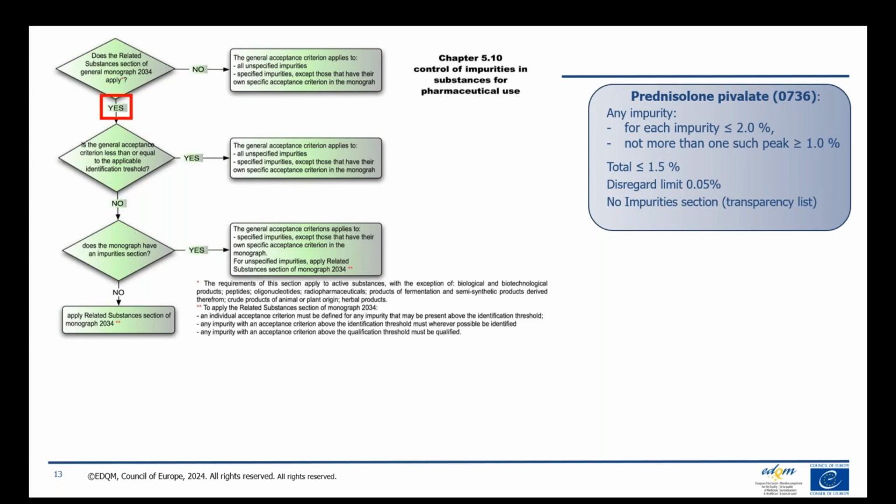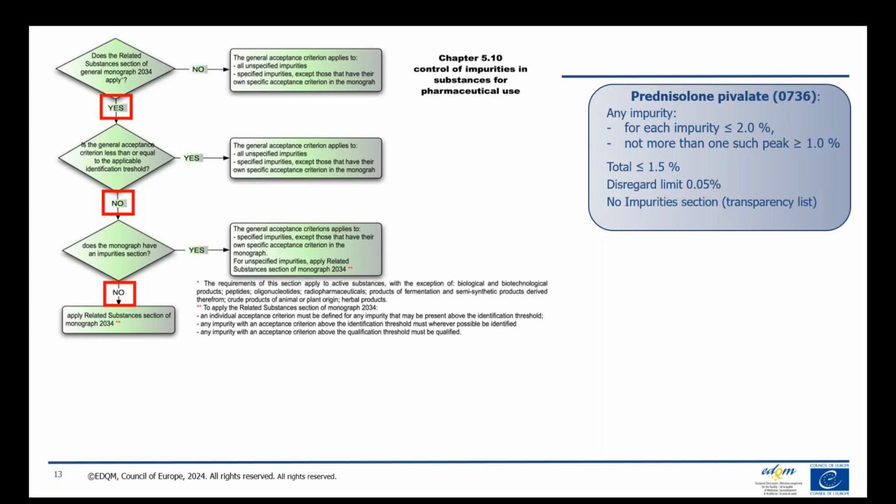Then the next question is, is the general acceptance criterion less than or equal to the applicable identification threshold? As I explained, for this monograph, there is no limit prescribed for the unspecified impurity. So the reply is no. The third question, does the monograph have an impurity section? As I said, there is no impurity section. So again, the reply is no.